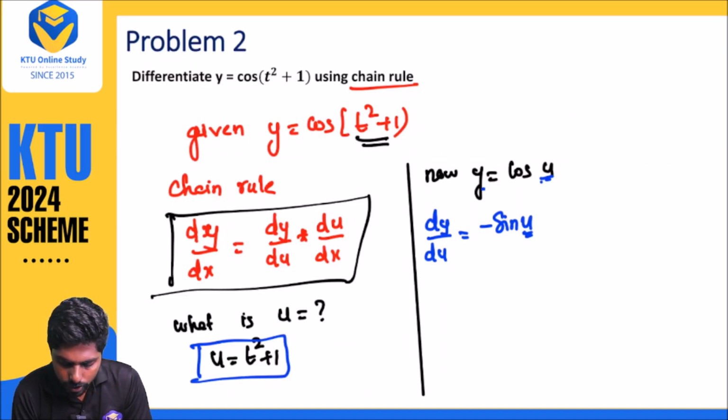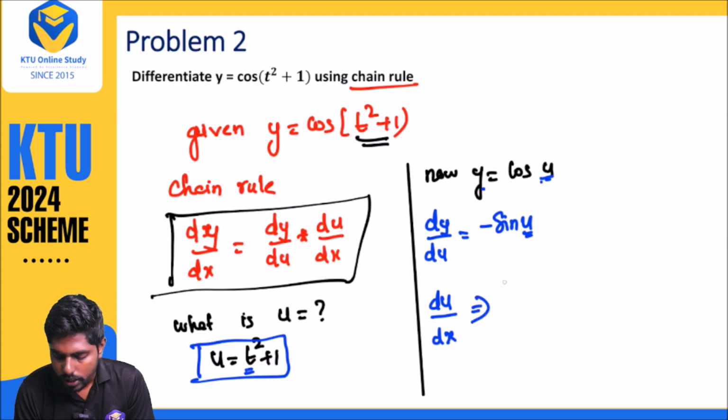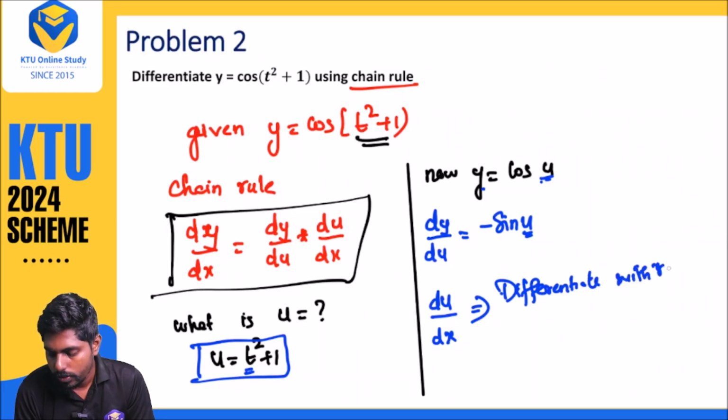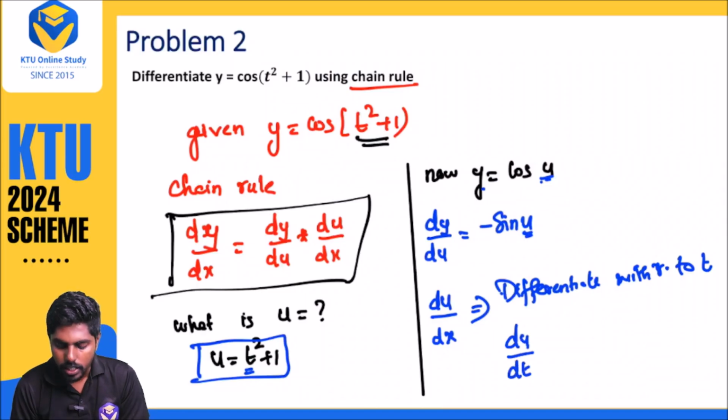You want to identify ∂u/∂x. So what is u? Next, what do you want to identify? You want to identify ∂u/∂x, but you see the symbol here is with respect to t. So that means you are going to differentiate with respect to t, that is du/dt. There will be a change in the formula. So what is the change in the formula?